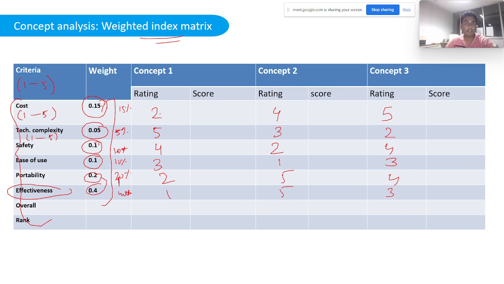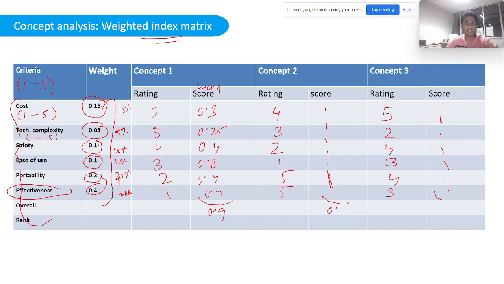Now what you do is multiply your ratings against the weightage. So 2 into 0.15, it will be 0.3. 5 into 0.05, 0.25. So like that you will have 0.3, 0.4, 0.4. You will have different scores here, which are now weighted scores. When we add these, you will have values in the range of 0 to 1. So for example, you will have 0.9.